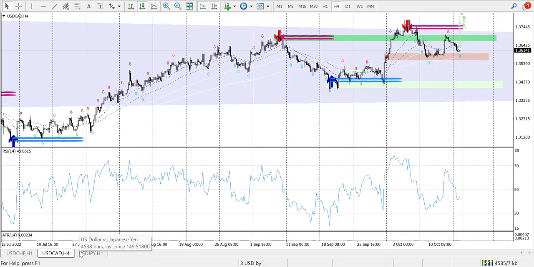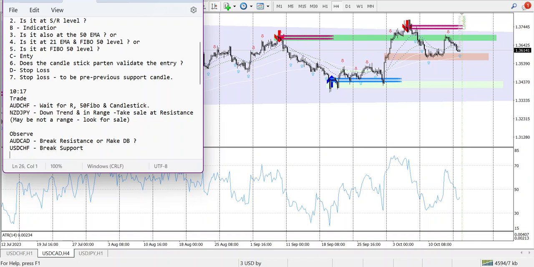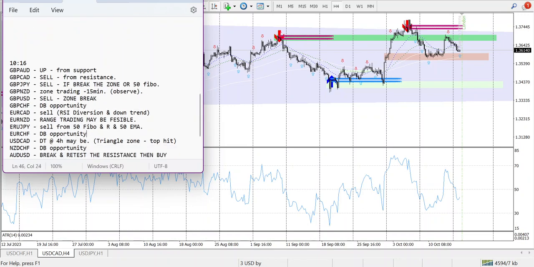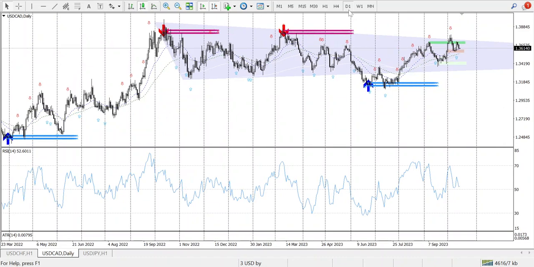So now we are in USD CAD. USD CAD, double top at 4 hour, maybe. Triangle zone top hit. So we're waiting for this double top to form. It didn't form double top yesterday, sorry. So your triangle formation, and where in the time frame this range was hit and it was coming down, nothing to.